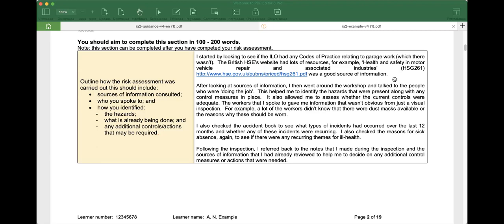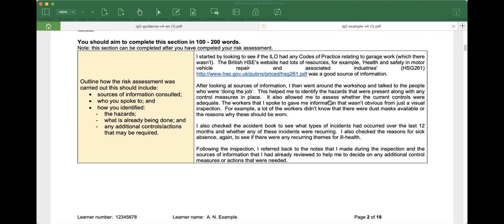So after looking at sources of information, I then went around the workshop and talked to the people who were doing the job. This helped me to identify the hazards that were present along with any control measures in place.